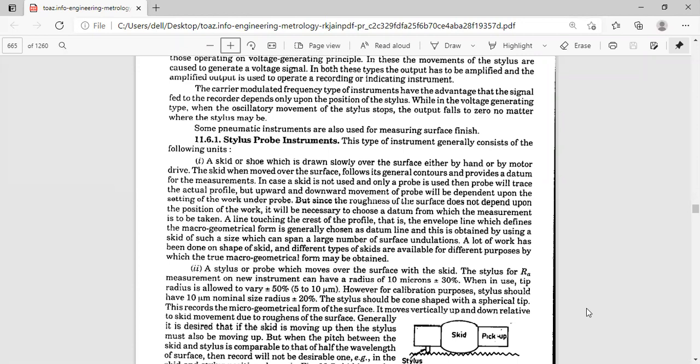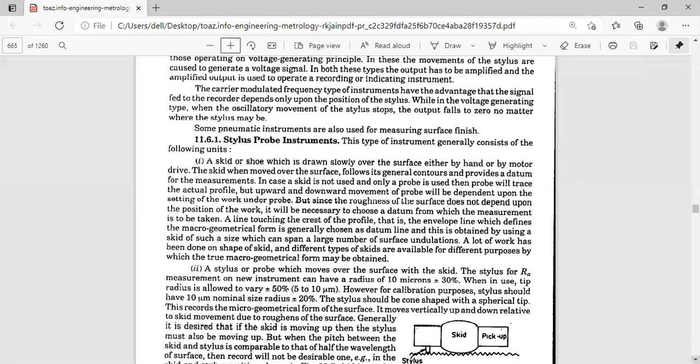Calibration is very important. You should not give a wider, larger tolerance. Compare 10 microns plus or minus 30% to 10 microns plus or minus 20%. Whenever calibrating, the tolerance value you give, you try to minimize. That is a very important concept. That stylus, already I told you, should be cone shaped with a spherical tip.